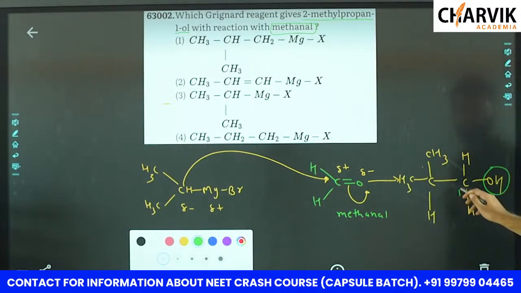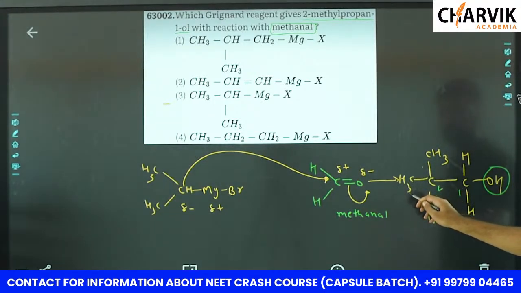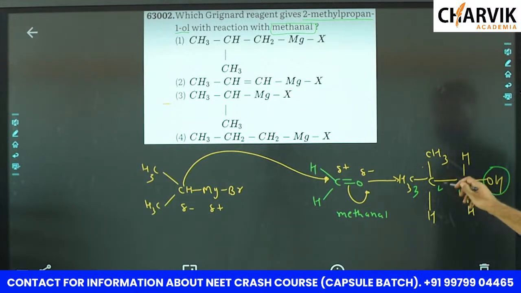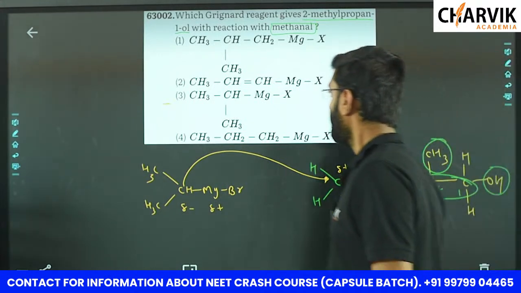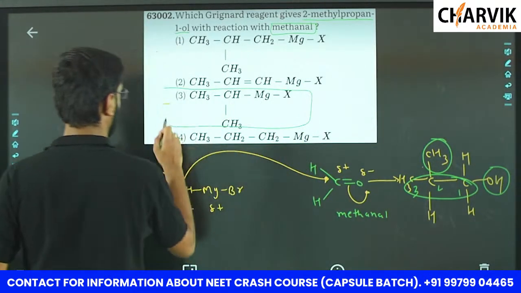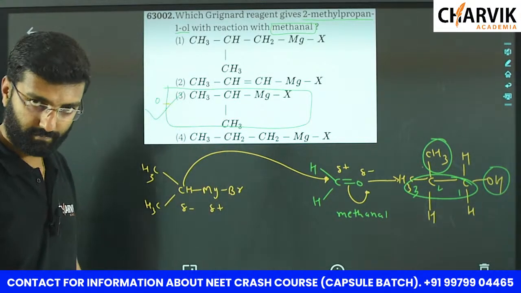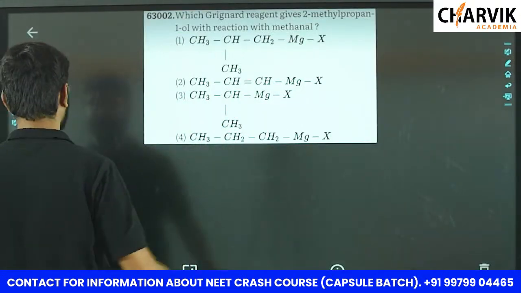Now do the IUPAC name of this compound. Functional group priority. So 1, 2, and 3. Right. So the name is 2-methyl. Yes. On the second position 2-methyl. Propane 1-ol. 3 carbons, that means propane. Right. So your correct option is third. Clear? Done? Okay. Move to next.